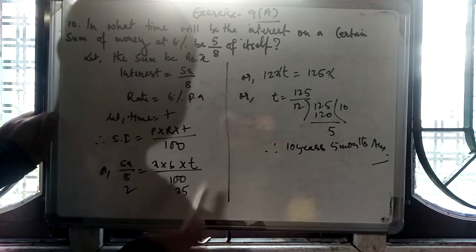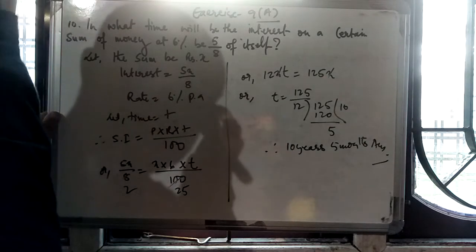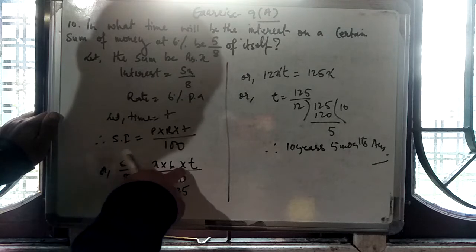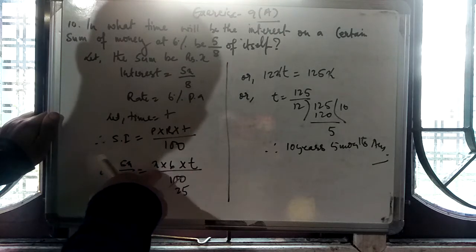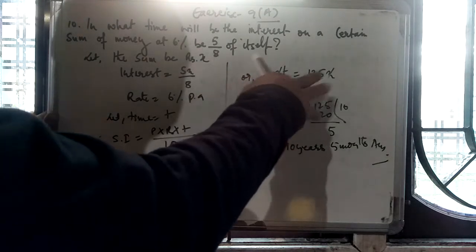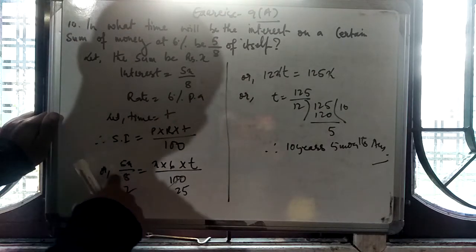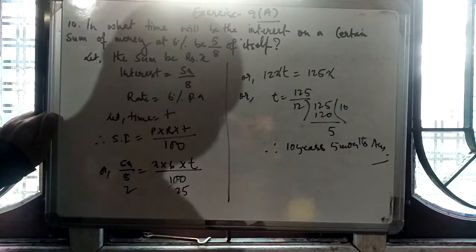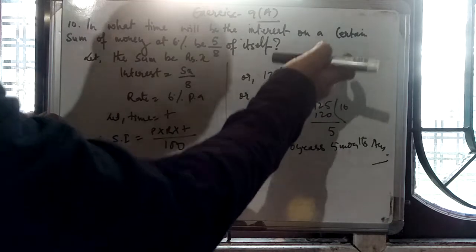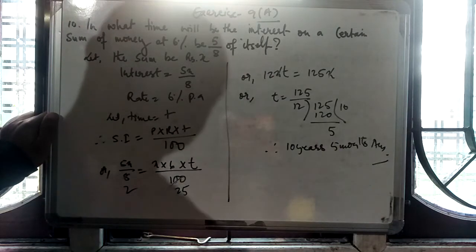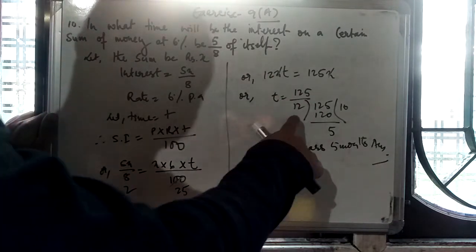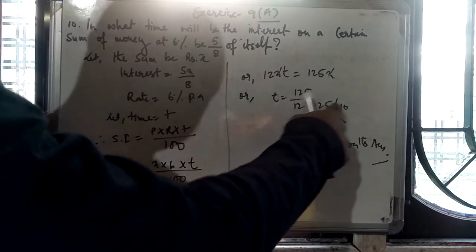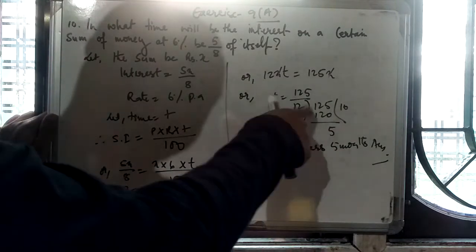Now for the remaining part we do cross multiplication, that is 2x into 6 into t, which is 12xt. 12xt equals 25 into 5x, that is 125x. The x is common on both sides, so cancel it. So 12t equals 125, and the 12 goes to the other side as a divide, so t equals 125 by 12.